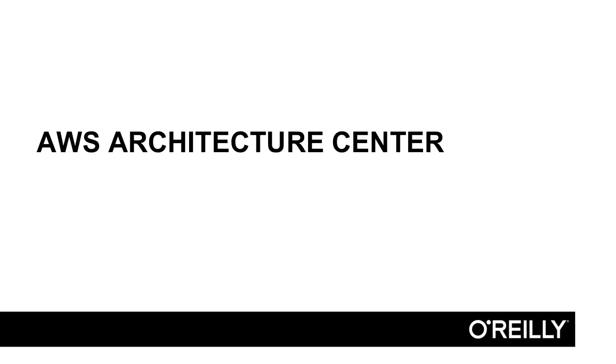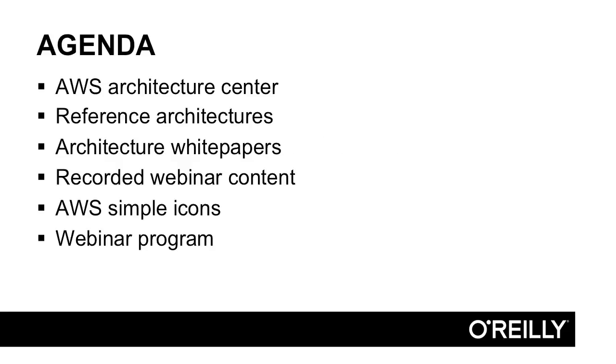In this video, we will be looking at the AWS Architecture Center. We will start from the AWS Architecture section of the AWS website. We'll then look at the Reference Architecture section and Architecture white papers, followed by the subsections covering recorded webinar content, as well as the AWS simple icons. We'll wrap up by looking at the section corresponding to the AWS webinar program.